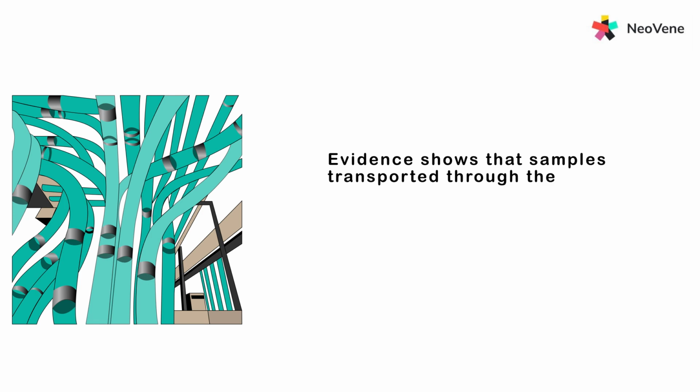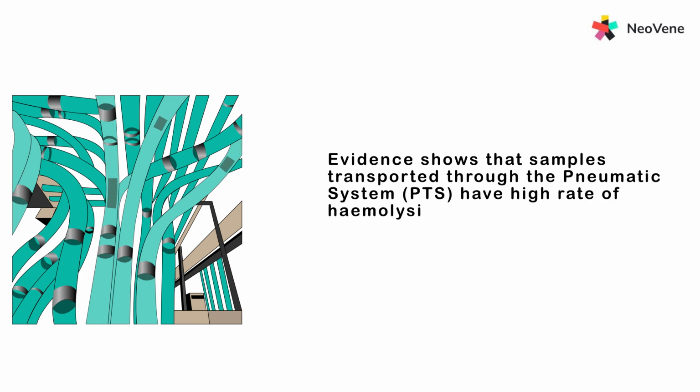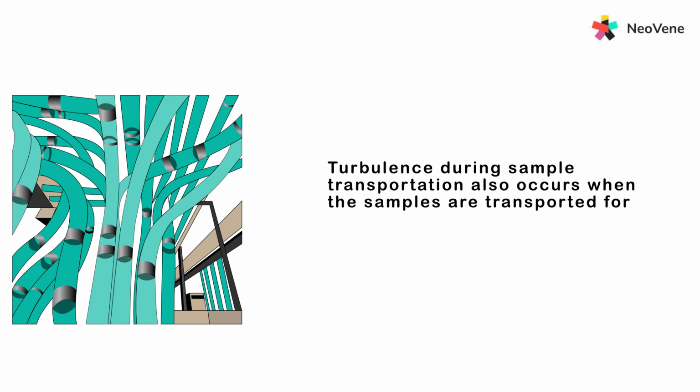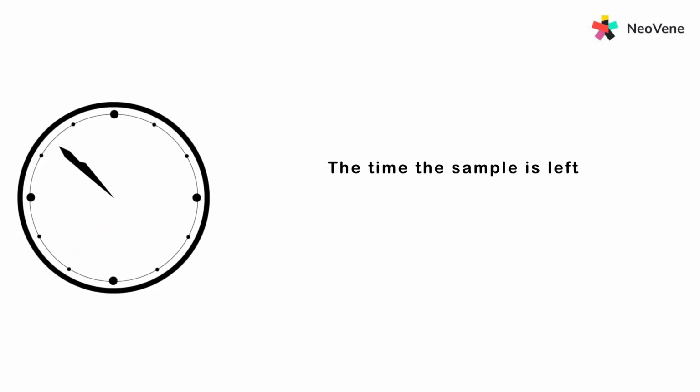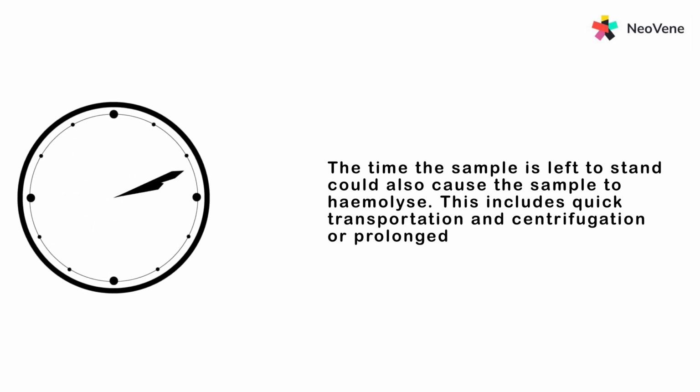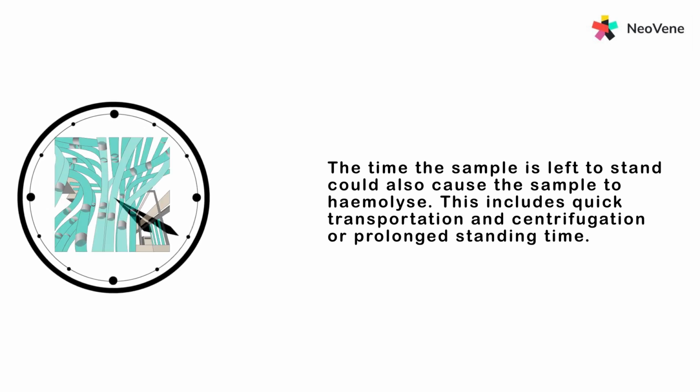Evidence shows that samples transported through the pneumatic tube system have a higher rate of hemolysis than samples transported by hand. Turbulence during sample transportation also occurs when the samples are transported for long distances. The time the sample is left to stand could also cause the sample to hemolyze. This includes quick transportation and centrifugation, or prolonged standing time.